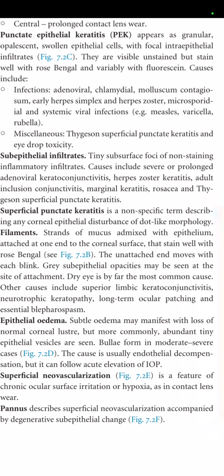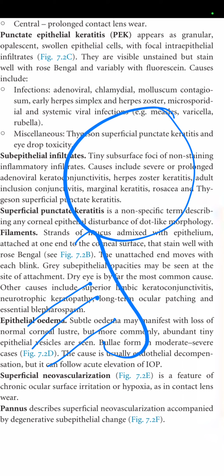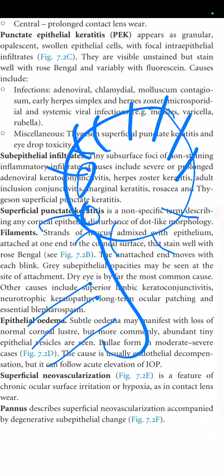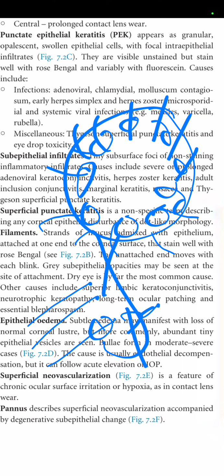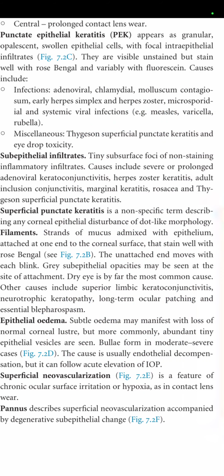So you are going to differentiate what is superficial neovascularization and what is pannus formation. Superficial vascularization is anything that causes vascularization of the cornea superficially. But if there is a degenerative subepithelial change in the cornea as well, then we call it pannus formation, and it is usually indicative because they are usually opaque. The cornea is opaque on that side.